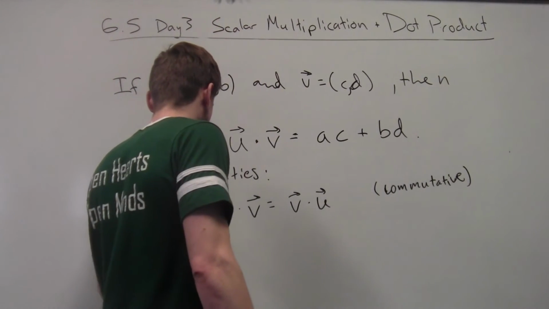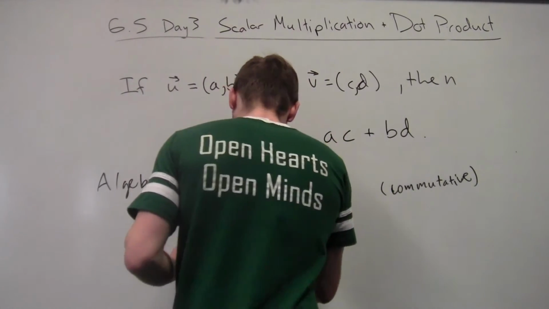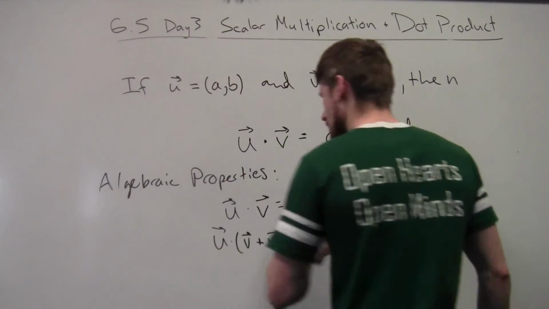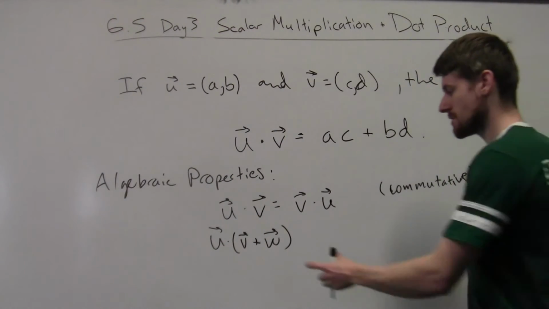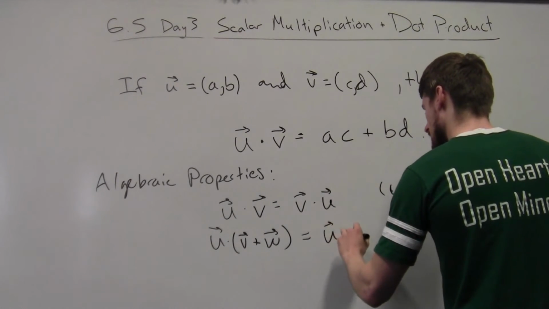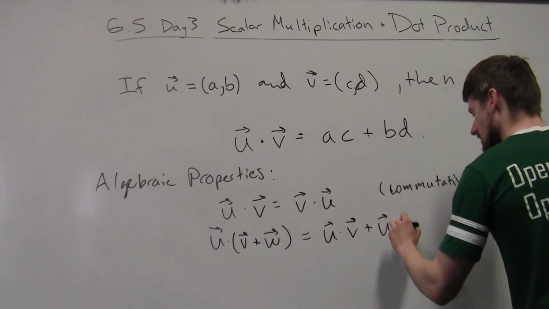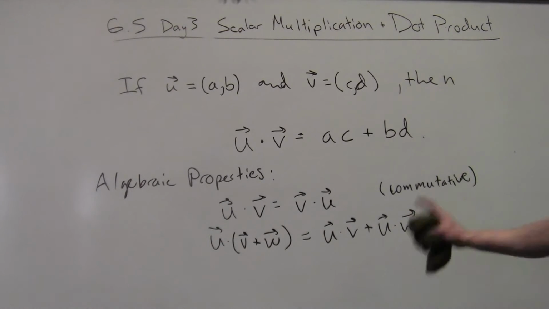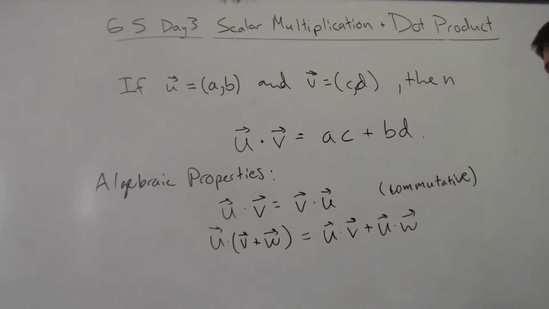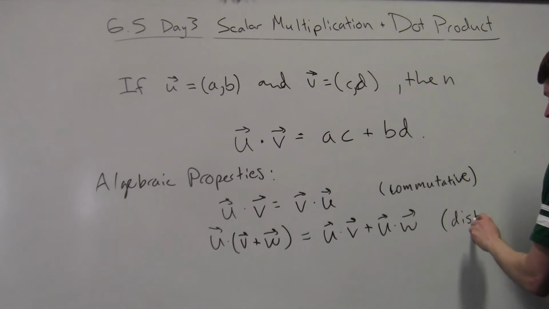Another one we've got is that u dot (v plus w), if you dot one vector with the sum of two vectors, that's the same as taking the dot product of u with each vector and then adding the results together. And what does this look a lot like? This u is basically distributing to both of the inner vectors. This is like the distributive property.